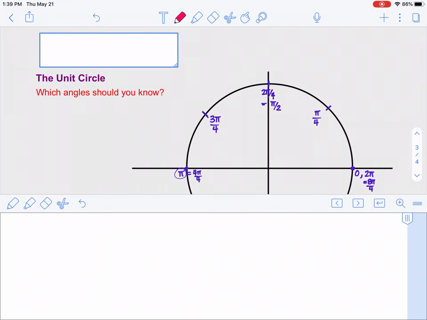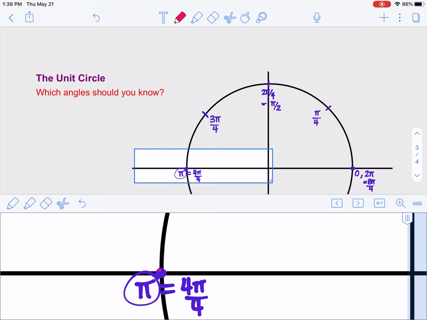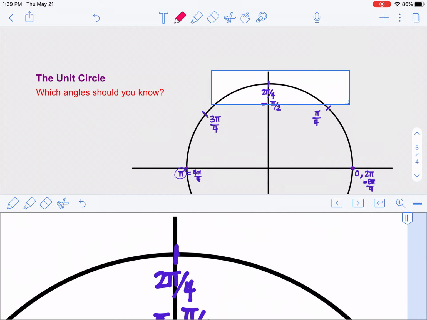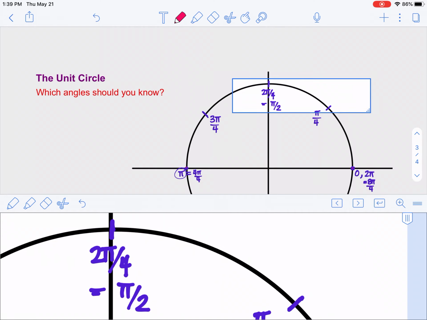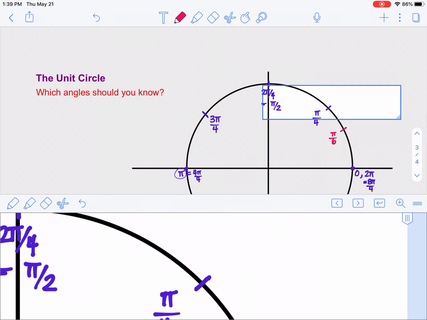So I'm going to show you what that looks like. If I want to count by pi over 6s, that means going from the starting here to pi, I need to divide that up into 6 equal pieces. And so if this is going to be halfway, I'm going to end up dividing each quadrant into thirds. So this is going to be pi over 6. Up here, 2 pi over 6, which is the same thing as pi over 3.